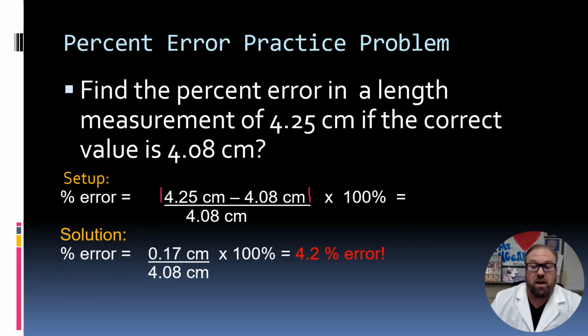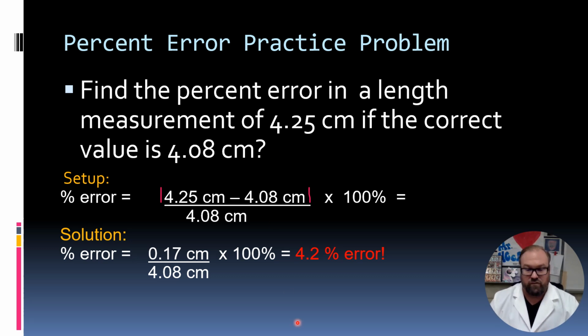All right, so let's set up another practice problem. Here it says we want to find the percent error in a length measurement of 4.25 centimeters if the correct value is 4.08 centimeters. So we were given something where the actual value with a tool of a high degree of confidence was 4.08 centimeters. When we measured it with our tool in class in lab, we got 4.25 centimeters.